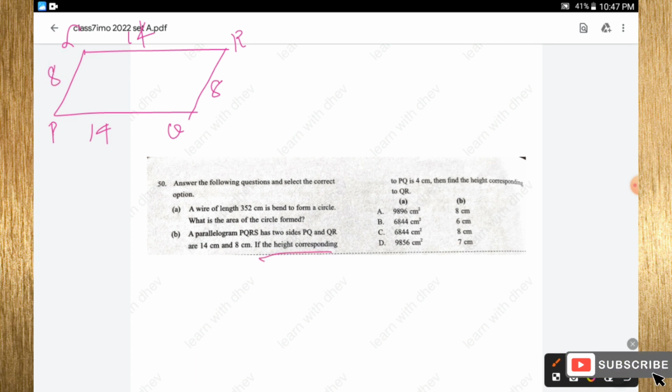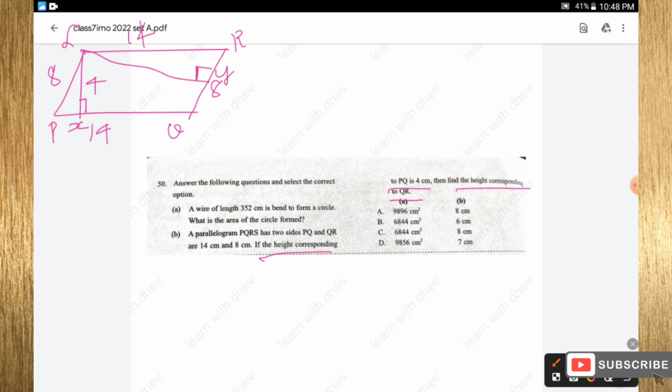Then the height corresponding to PQ is 4. Height corresponding to PQ means we can draw from here. This is the height, the measurement is 4. We have to find the height corresponding to QR. So QR means you draw like this. We have to find it out. So let's name it. This is X and this is Y.